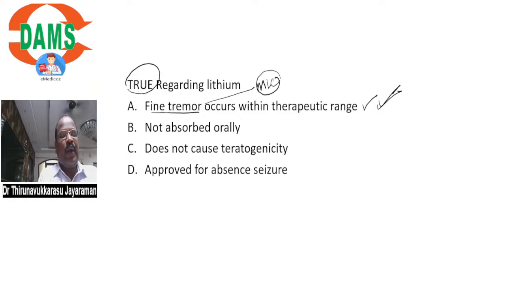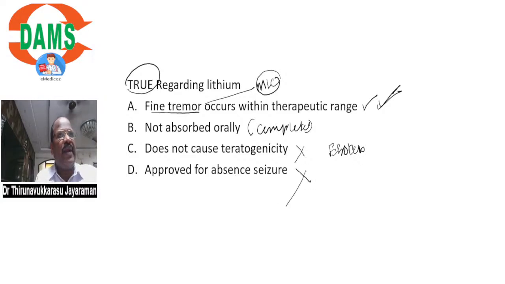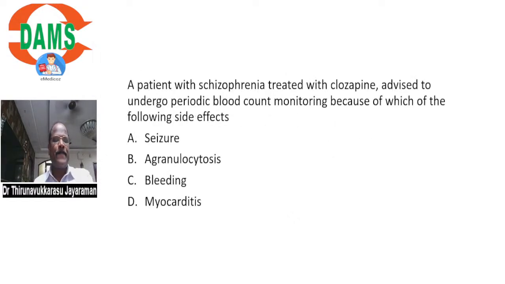Not absorbed? No, it is completely absorbed by the oral route. Does not cause teratogenicity? No, it causes teratogenicity, called Ebstein anomaly. An approved option? No, it's not approved, and it does not have anti-epileptic activity. So the true statement, answer A, is fine tremor. That is a straight, easy question.